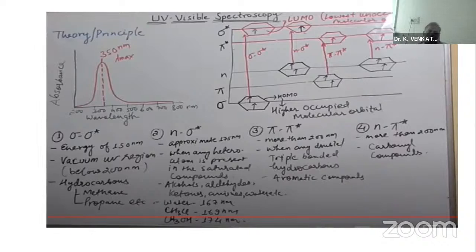There is a very important point. Please think for a few minutes. What is the important point? Why right to left? Visible to UV range. Yes, that is okay, but there is one very important point.